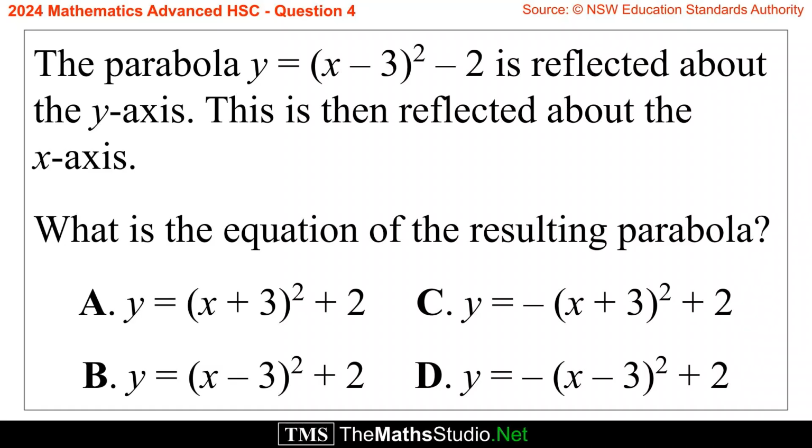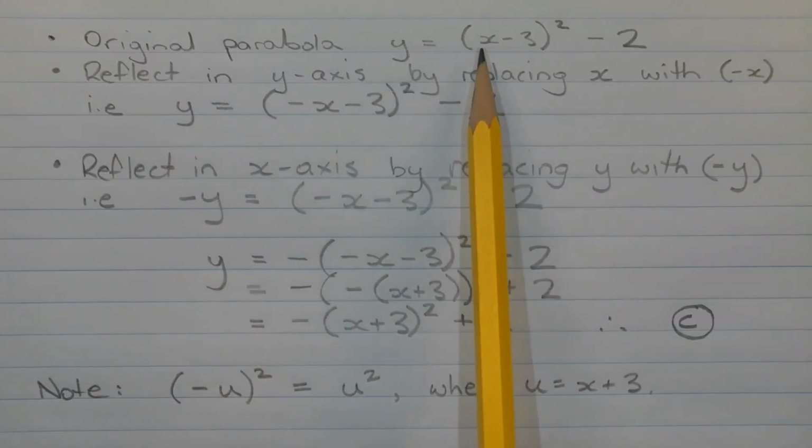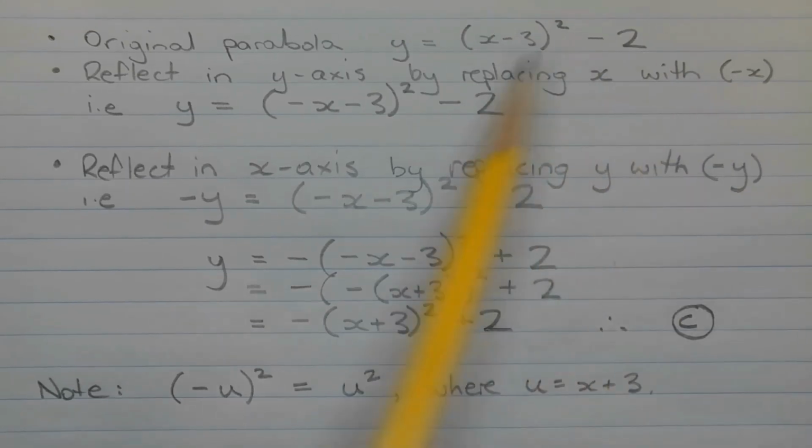Question 4. The parabola y equals x minus 3 in brackets to the power of 2 minus 2 is reflected about the y-axis. This is then reflected about the x-axis. What is the equation of the resulting parabola? The original parabola is y equals x minus 3 in brackets squared minus 2.